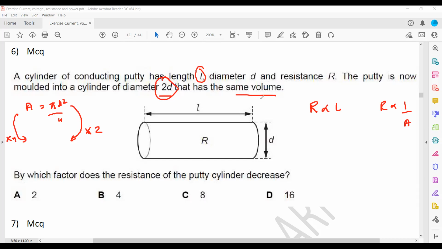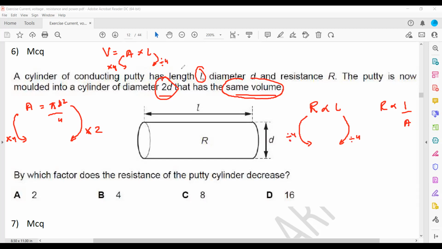And what happened to length? Because it is having the same volume, a constant volume. If we increase the area, because volume is area multiplied by length, then when the area is increased, the length should decrease to have the same volume. So if area is multiplied by 4, the length should be divided by 4. The length has decreased by 4. If length is decreased by 4, what will happen to resistance? The resistance will also decrease by 4.